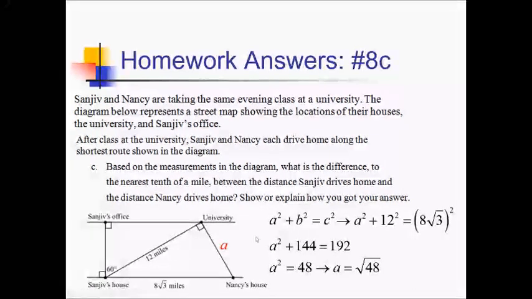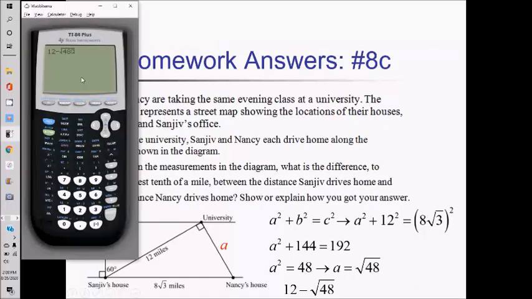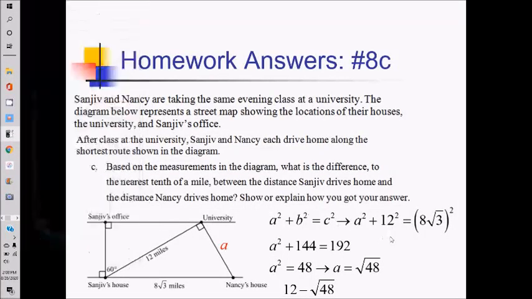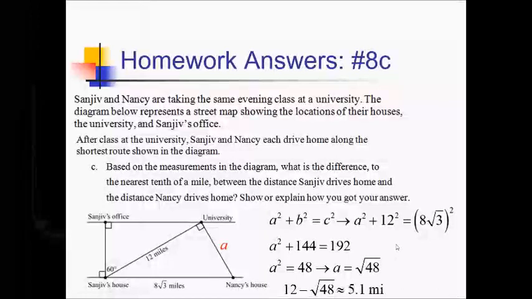We just needed to figure out some value for A and then subtract it from 12. So let's go ahead and do that to get the difference. So we've got 12 minus radical 48. That's the difference they were asking for. And now this is all calculator at this point. So here we go. 12 minus radical 48 gives us, drum roll please, 5.1 if we round off to the nearest tenth. So that's 5.1 miles difference.